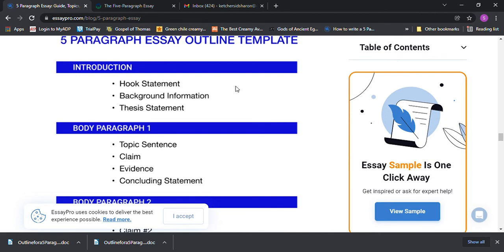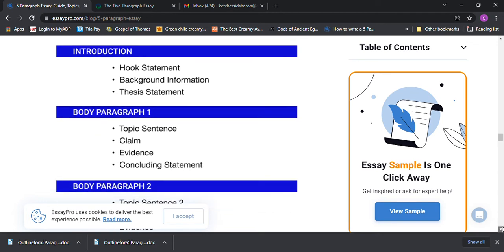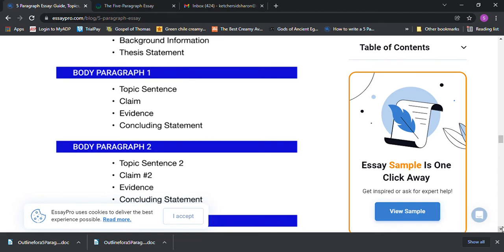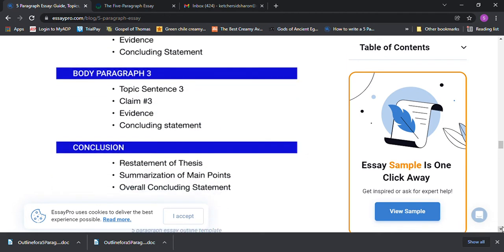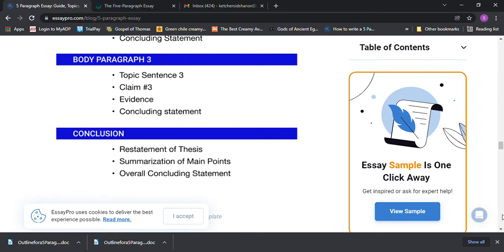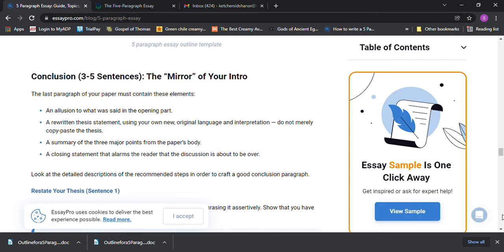It talks about the hook statement, background information, and thesis statement, but it doesn't show that 2nd, 3rd, and 4th sentence being the first sentence of the 2nd, 3rd, and 4th paragraph, like some of the others do. And I think that's important when you're learning to write an essay. But here's another. So there you go, and there's some more.